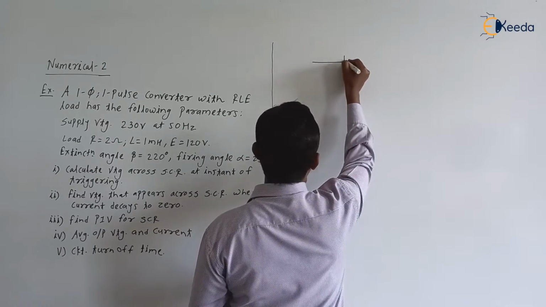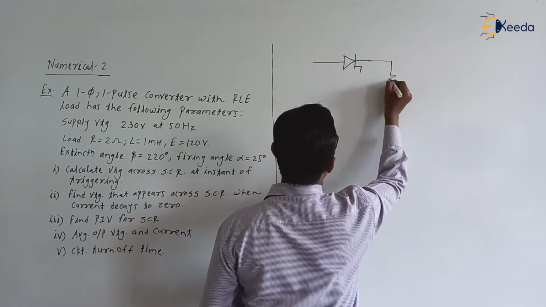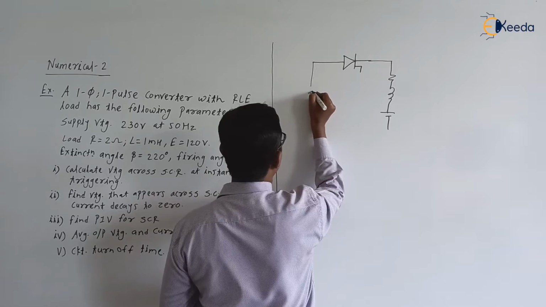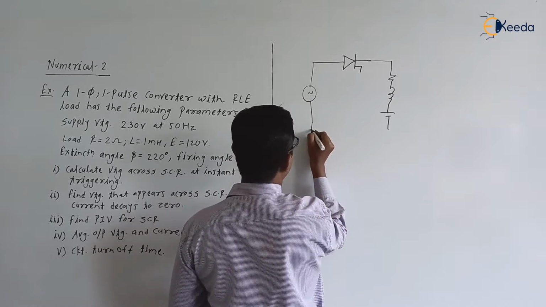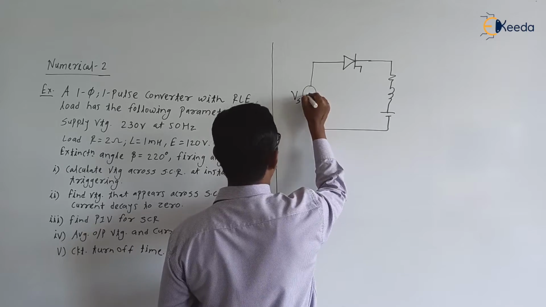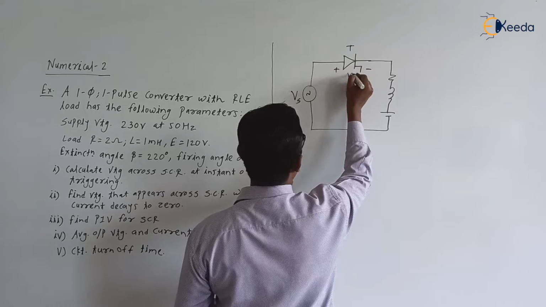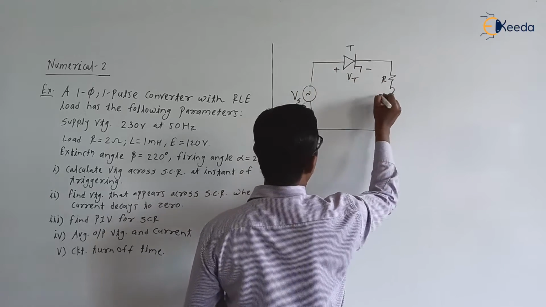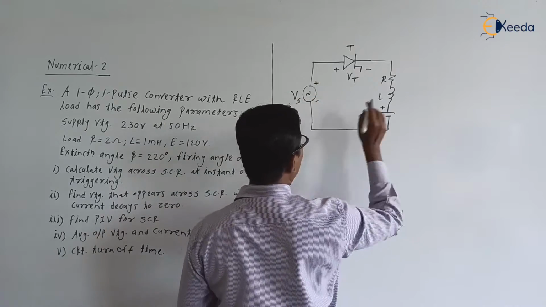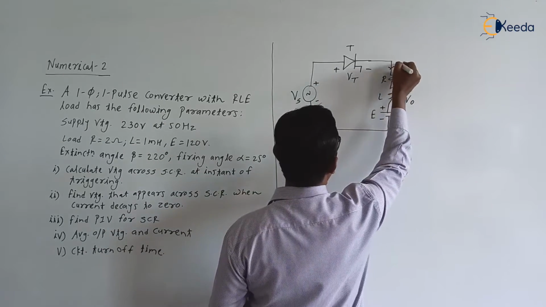So, single phase half wave controlled rectifier with R, L and E load. Here we have Vs, which is equal to Vm sine omega t. This is the thyristor, and this is Vt, the voltage across the thyristor. Then R, L and E, with plus here and minus here. Next, this voltage is V0 and the current is I0.